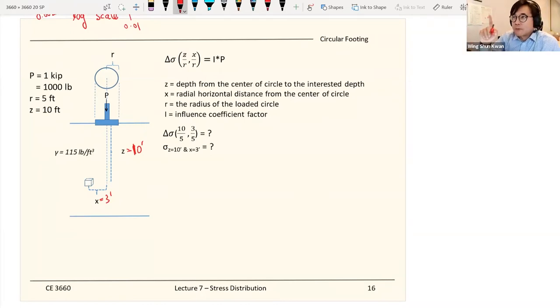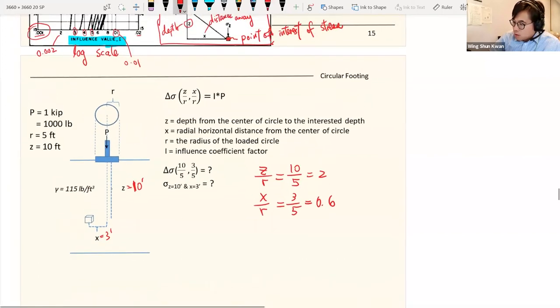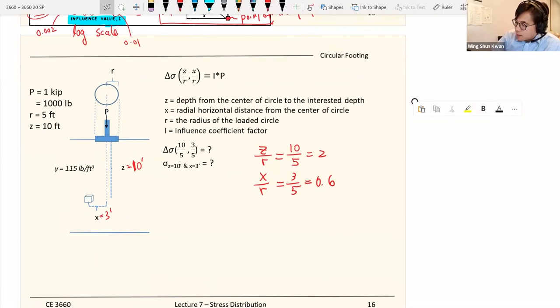Now this is a three-dimensional problem. So that's why it becomes much more complicated that we need the design chart. First of all, we find Z over R, which is 10 divided by 5, which is 2. And we also find X over R, which is 3 over 5, which is 0.6. So now what we want to find out is I, the influence factor.